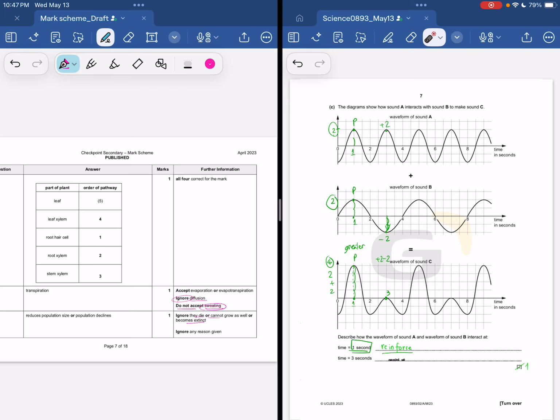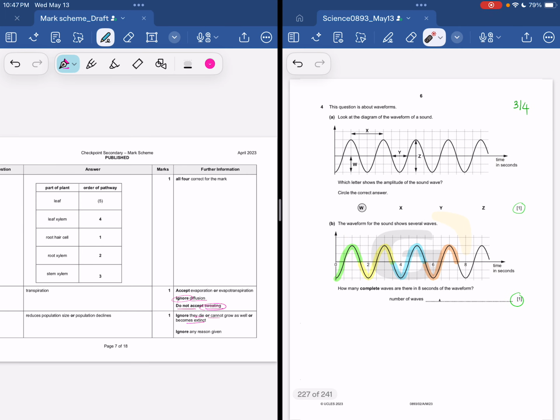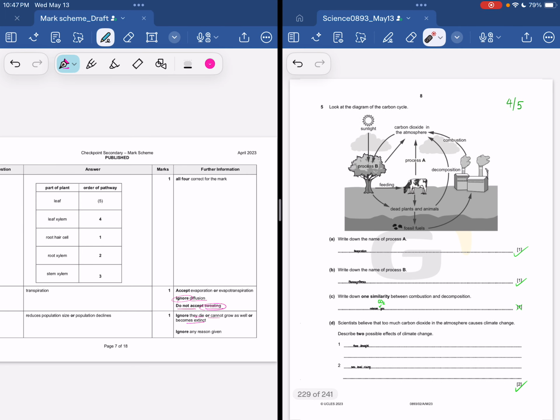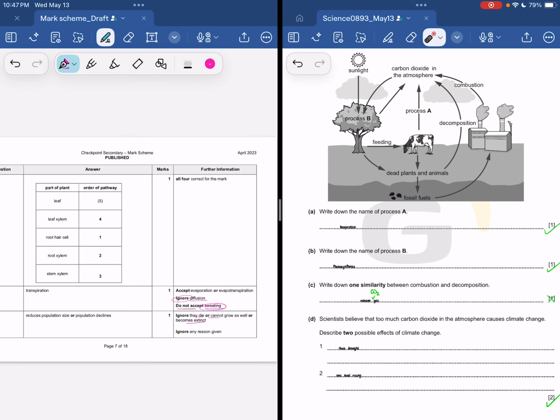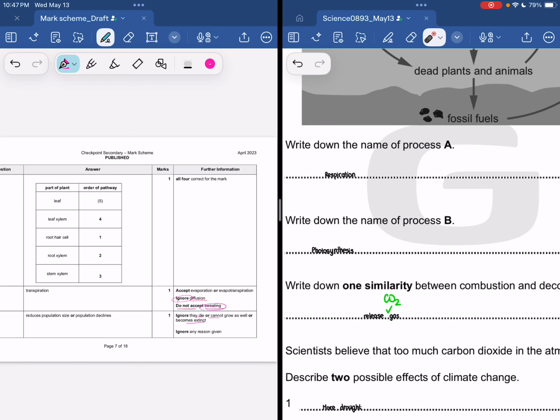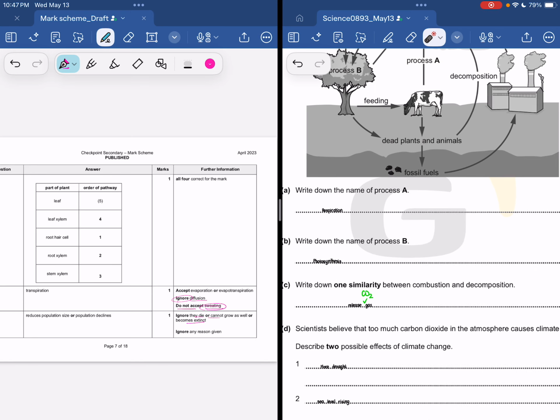Okay, so that's all for the question related to waves. Coming to the carbon cycle, you got everything right. I don't have anything else to add except here, when you mention the similarity between combustion and decomposition, you say release gas.